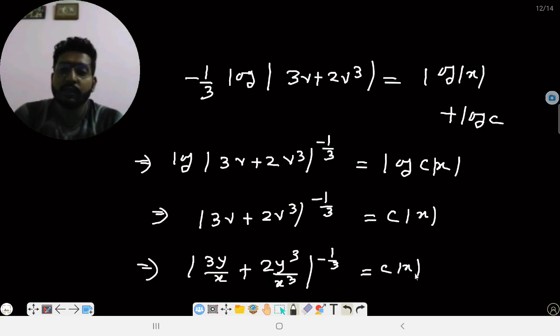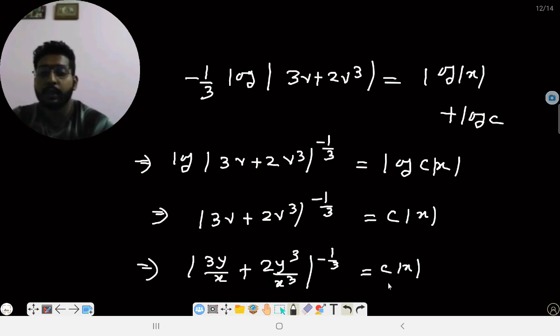Okay, so this is the way to solve type 3. So type 3 is the homogeneous. So whenever the power of the numerator and denominator is same, just apply this one. Okay, homogeneous, technique number 3.